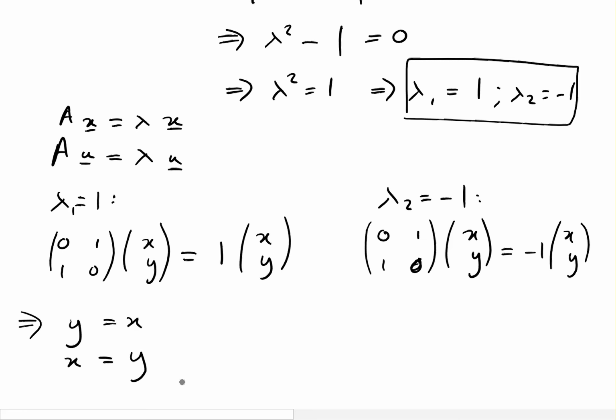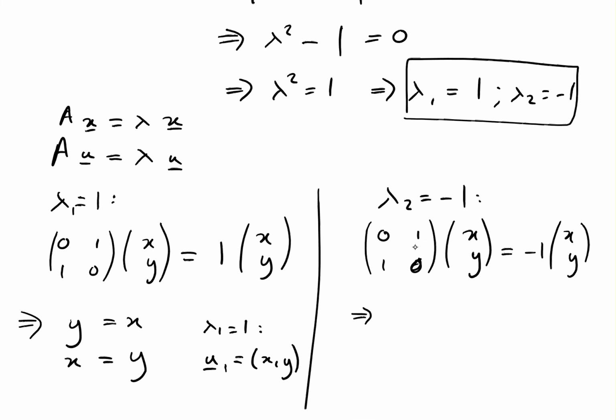Okay, so in other words, for lambda 1 equals 1, I get the eigenvector u1, and that's going to be equal to just (x, y). And then for lambda 2, what am I going to end up with? Same thing again, so I'm going to end up with 0 times x plus 1 times y. It's going to be equal to negative 1 times x, so negative x. And then I've got 1 times x plus 0 times y is equal to negative 1 times y, so negative y.